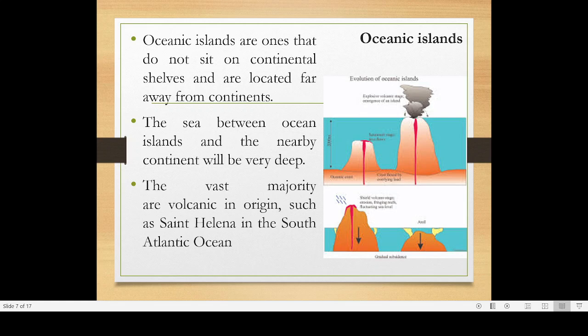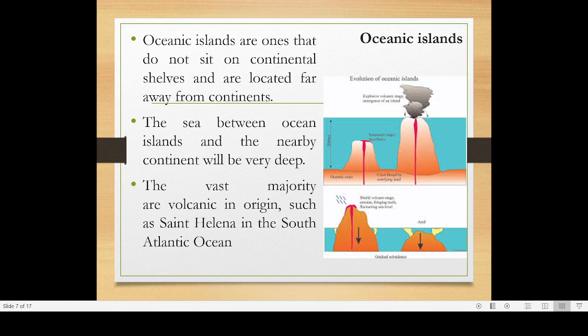The vast majority of oceanic islands are volcanic in nature. That means when a volcanic eruption like this takes place, a lot of soil and rock particles settle in the ocean, and gradually that leads to the formation of a small island. This is how many of the oceanic islands have formed in different parts of the Indian Ocean or the Atlantic Ocean.